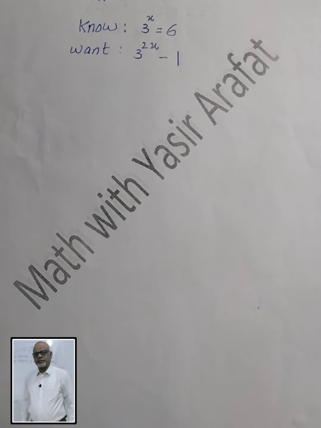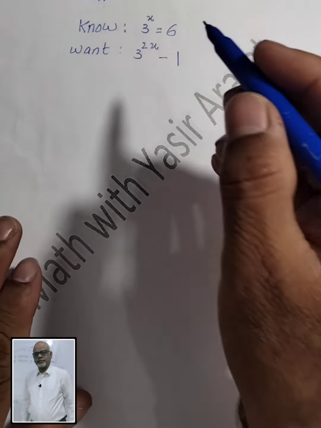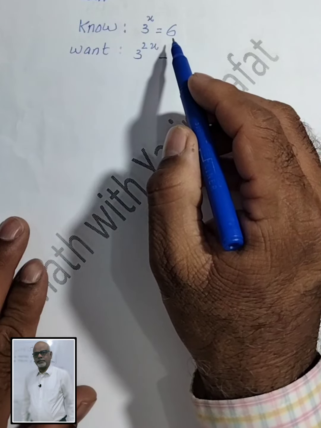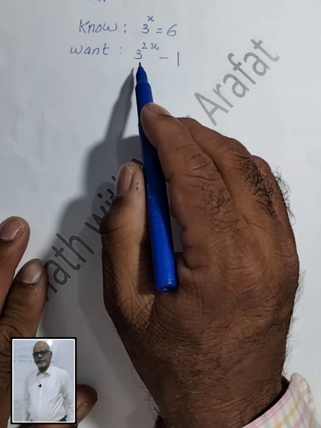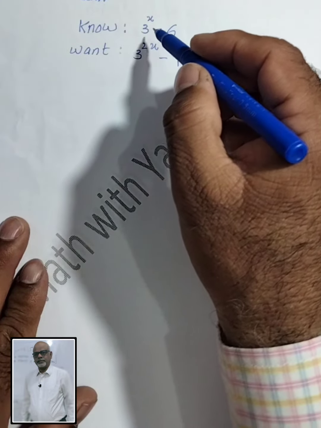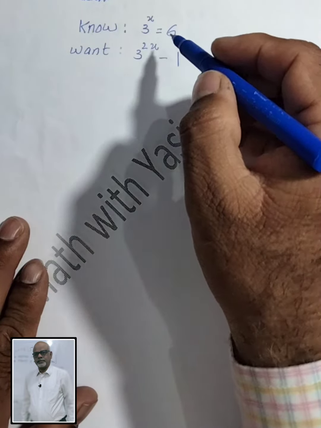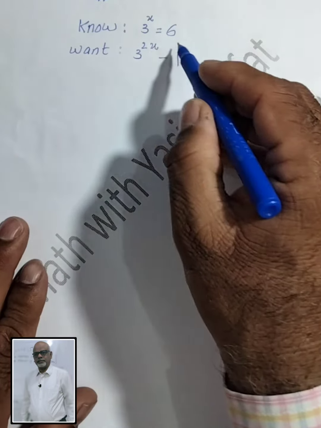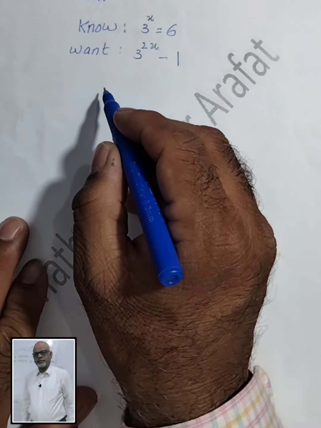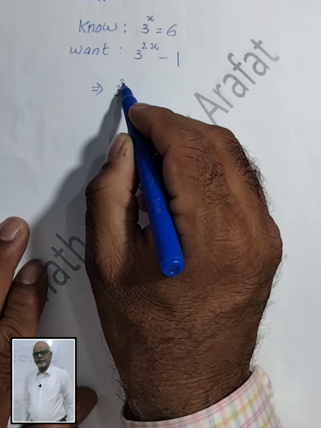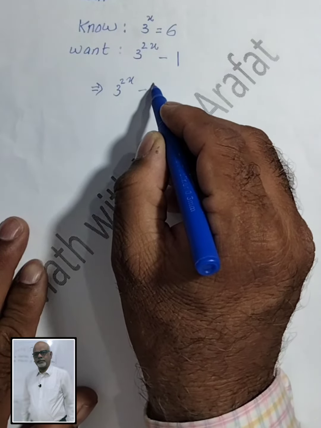Today we are going to discuss two different equations of exponential type. Here 3 power x is given to you, and we have to find out the value of 3 power 2x minus 1. The value of 3 power x is equal to 6, and we have to find the value of this expression, 3 power 2x minus 1.